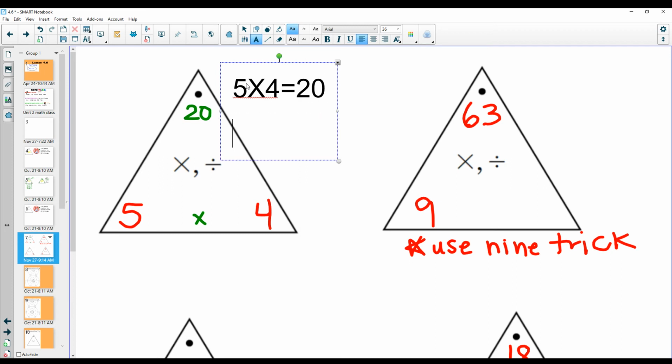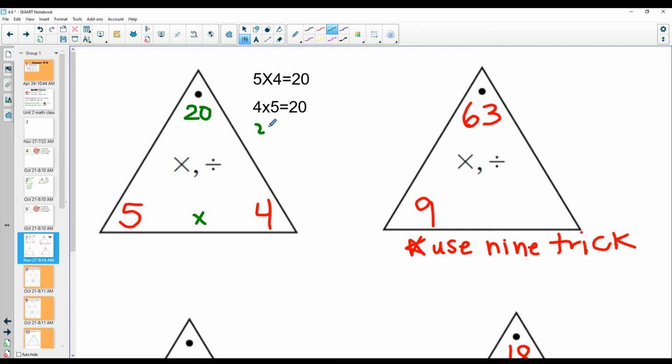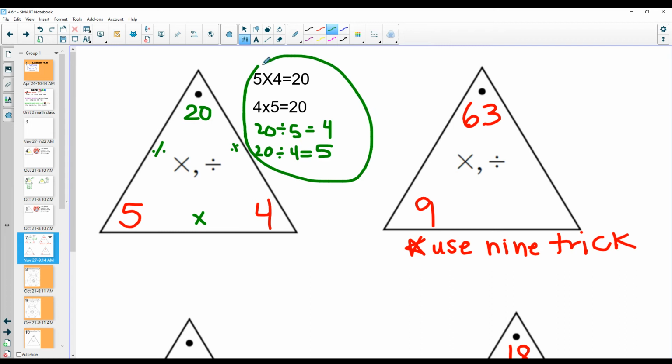And now we're just going to turn it around. 4 times 5 equals 20. All right, and then we'll start with our 20. 20 divided by 5 gets us to 4. And the same 20, now go the opposite way. 20 divided by 4 equals 5. We then have our 4 fact families that go together.